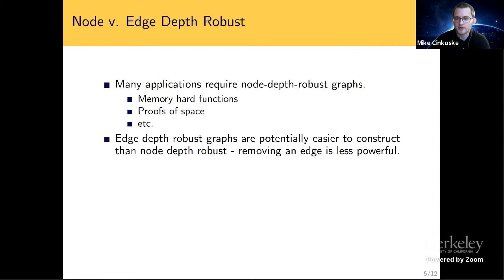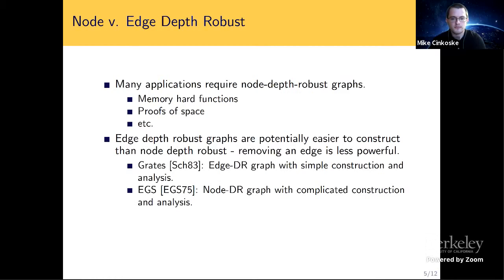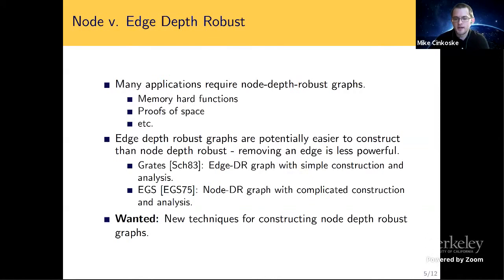We have these two example constructions that are well known in the literature. The Grates construction is an edge depth robust graph that has a very simple construction and analysis. But the EGS graph is a node depth robust graph that has a very complicated construction and analysis. So what we'd like are new techniques for constructing node depth robust graphs. I should note that most of our known constructions of depth robust graphs are some sort of variant on the EGS graph.